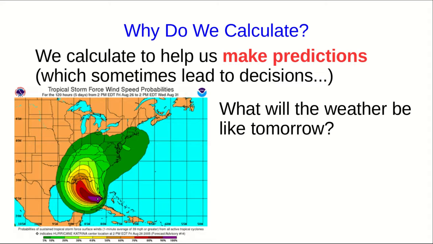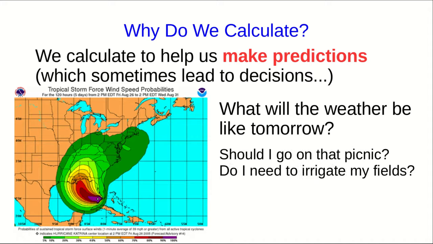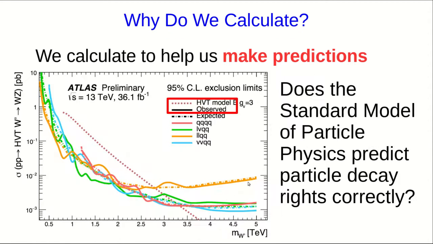For example, a prediction which takes a lot of calculation is what the weather will be like tomorrow, which could help you decide whether you should go on a picnic, or whether you should irrigate your fields, or if you're living in New Orleans in 2005, should you evacuate? But again, the reason scientists usually calculate is to test hypotheses. We predict by calculation what the result of an experiment will be, then we do the experiment and see if our prediction was correct.